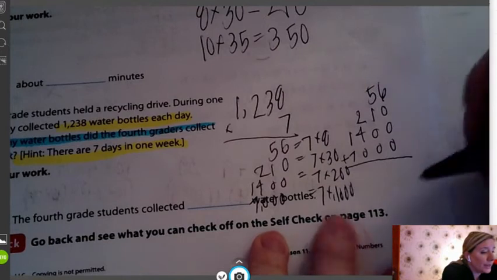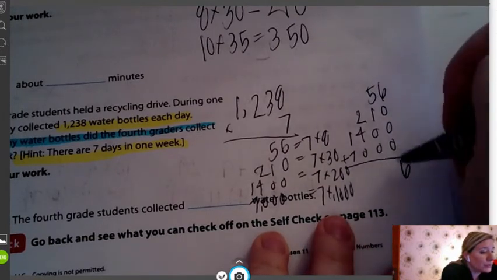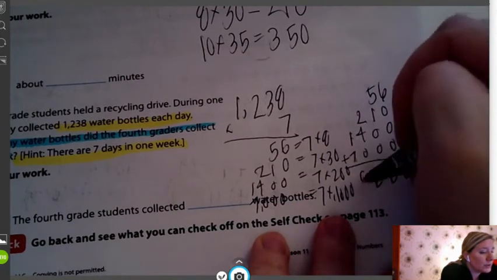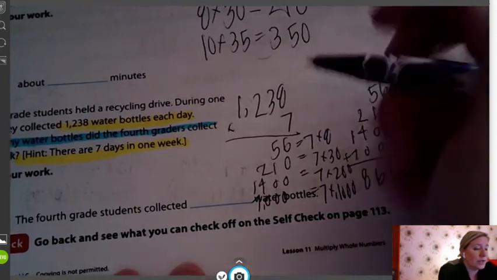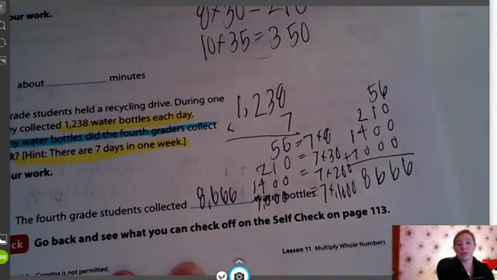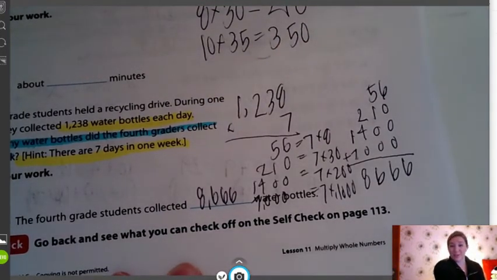So when I add that up, I get a 6 in my ones column. 5 plus 1 is 6. 4 plus 2 is 6. 7 plus 1 is 8. So there were a total of 8,666 water bottles that were collected.